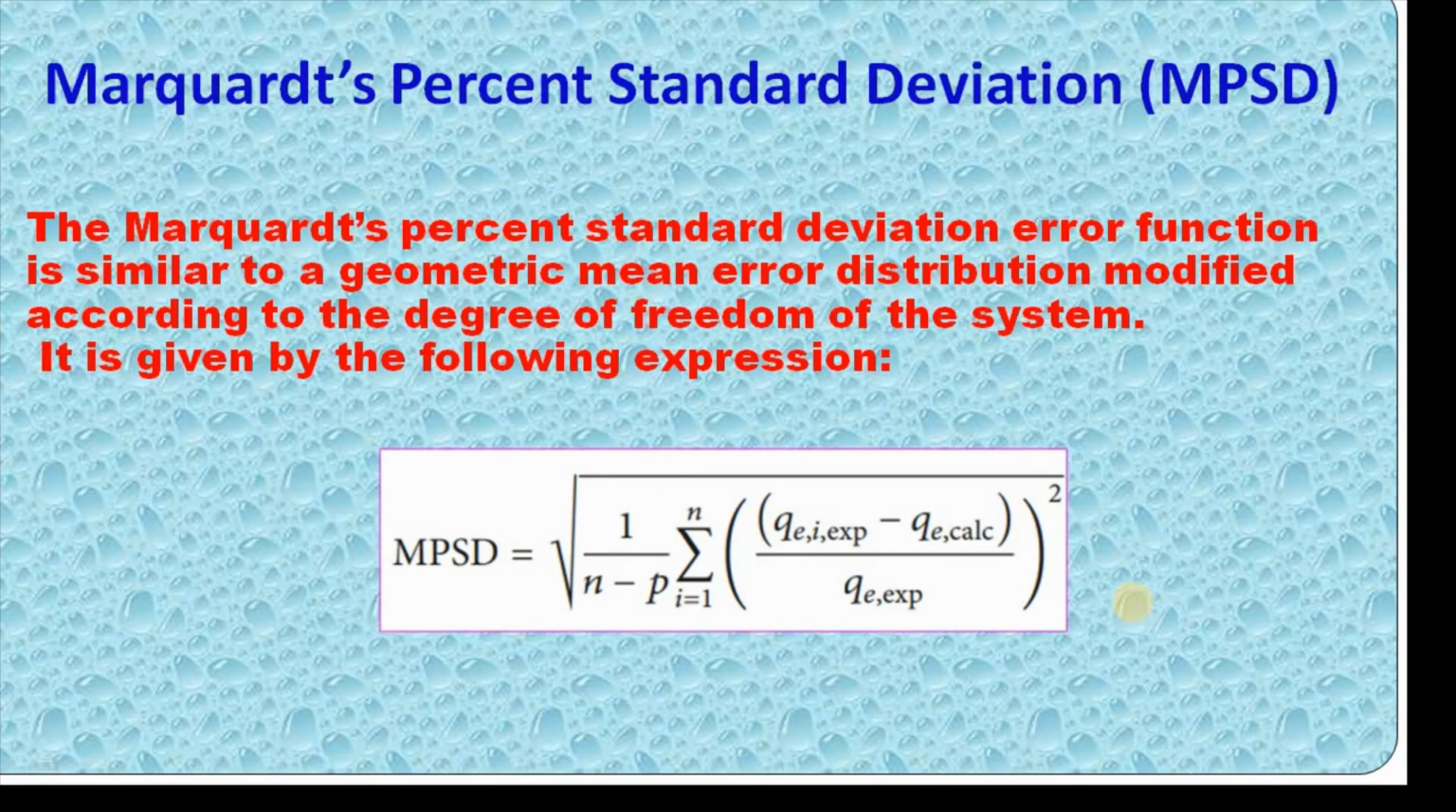Then comes Marquardt's percent standard deviation, which is similar to a geometric mean error distribution modified according to the degree of freedom of the system, and it is given by the equation.